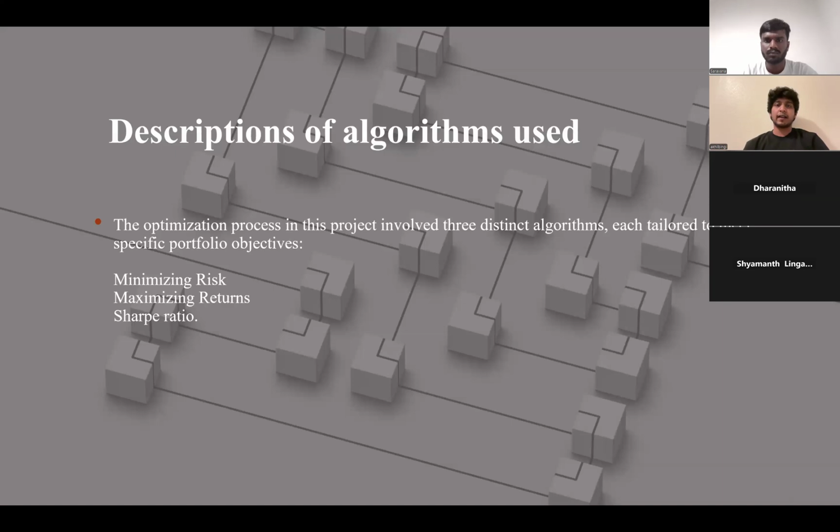Descriptions of algorithms used. The optimization process in this project involved three distinct algorithms, each tailored to meet specific portfolio objectives. Those are minimizing risk, maximizing return, and Sharpe ratio. The risk minimization model's objective is to reduce portfolio volatility by optimizing the allocation of assets to achieve the lowest possible risk.